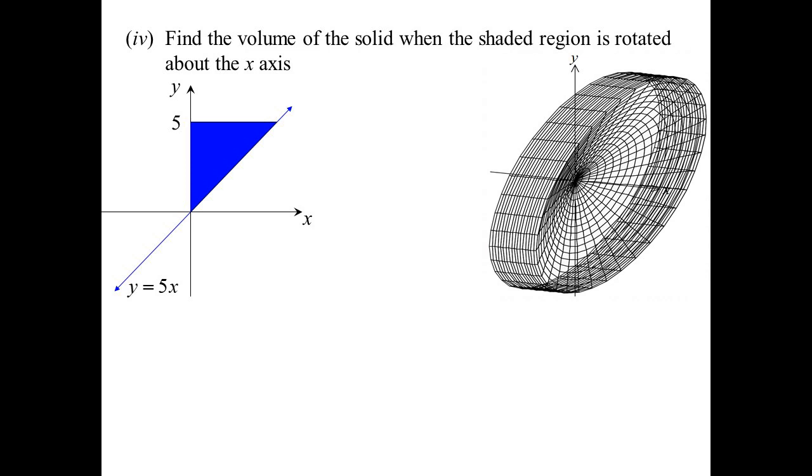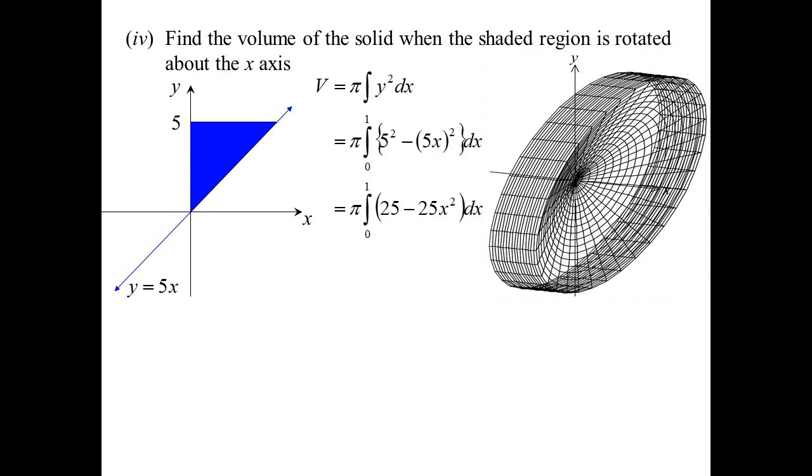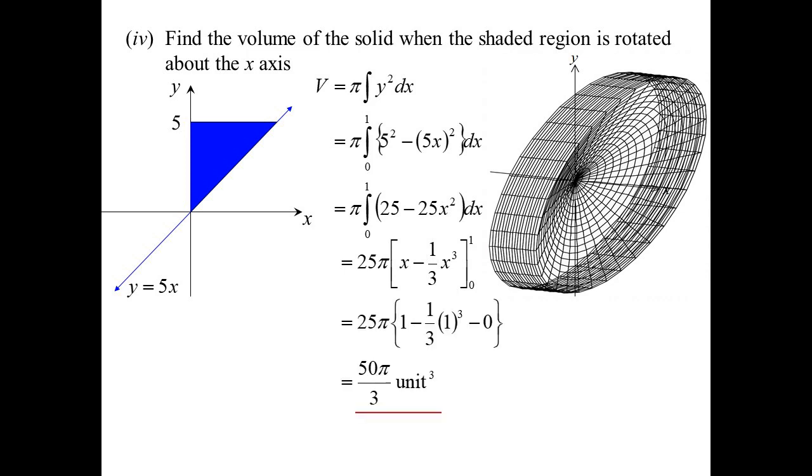But just like we saw with area, it's the same deal with volume. If you're going between 2 curves, it's the top one minus the bottom one. But we square it before we subtract, because it's the volume of the top one minus the volume of the bottom one. So in this one, I'm going to be going 5 squared minus 5x squared. 25 minus 25x squared. Add 1 to the power over the power, substitute in 1, substitute in 0, we have our answer. But that brings up another point.